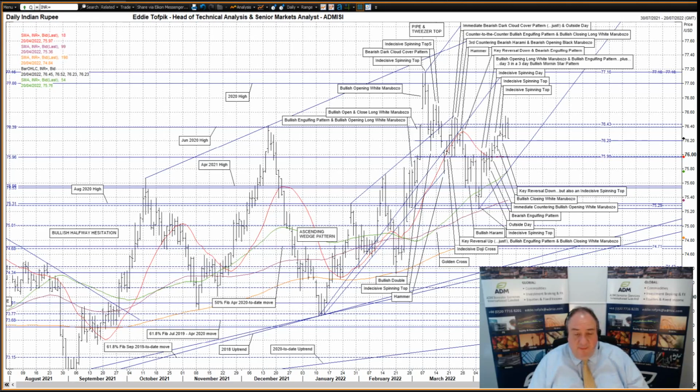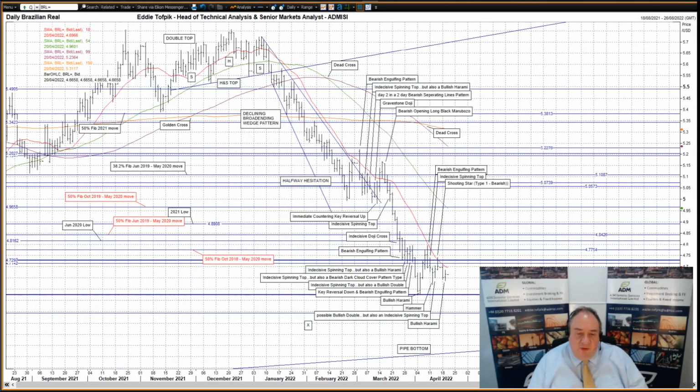So far today, a higher open over the 76.43 Fibonacci level, but also a dip below the 76.39 June 2020 high, and all the way down to almost touching the 50% Fibonacci line at 76.20 right now. There's elements of a bearish engulfing pattern building up here at the moment. We'll have to see on that one.